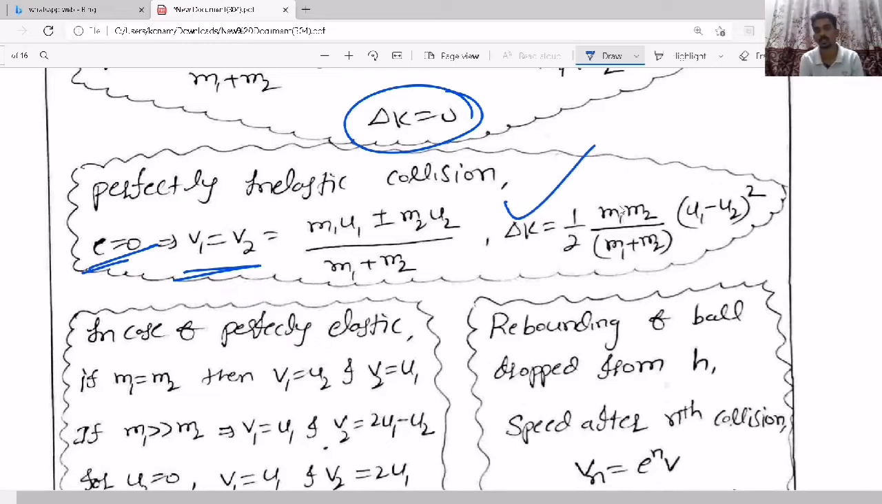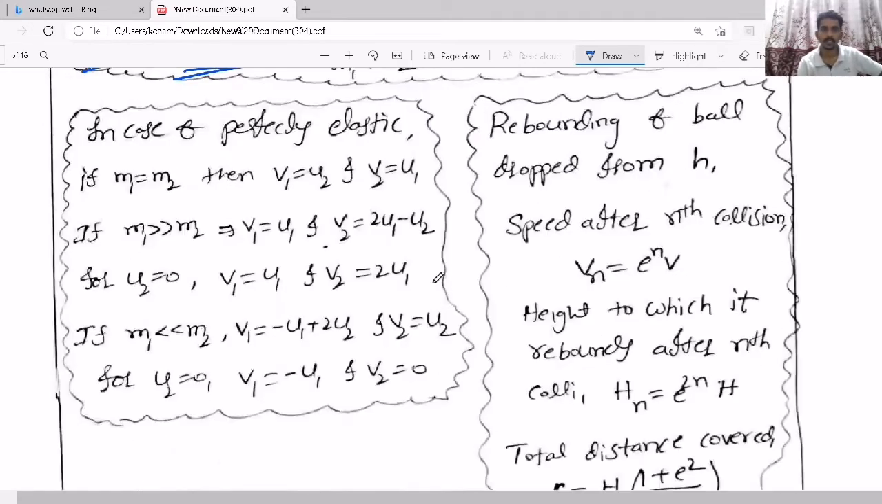Most of the times they ask questions based on this. It is one of the important topics in work, energy, power. And one of the simple questions they used to ask are completely formula-based questions. Now, here, a few things I have written, please try to remember and understand. In case of perfectly elastic, where e equal to 1, if m1 equal to m2, V1 will become u2, V2 will become u1. Means what? They exchange their velocities. That is what you need to understand here.